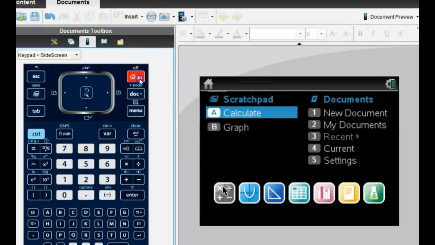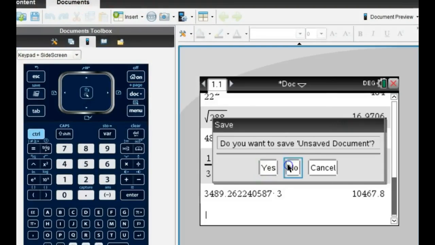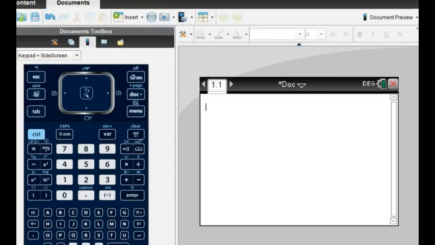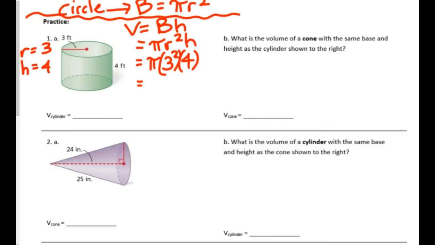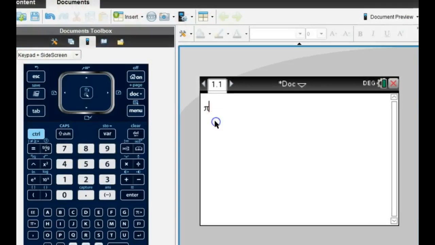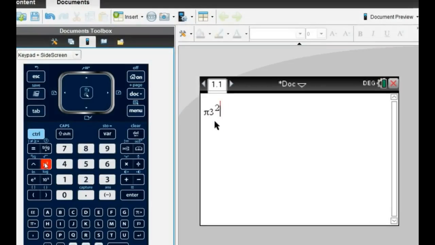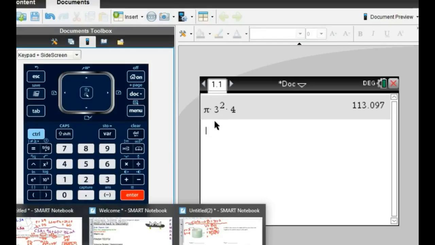So, we go to our calculator. So again, what was it? Pi 3 squared 4. So we get 113.1.